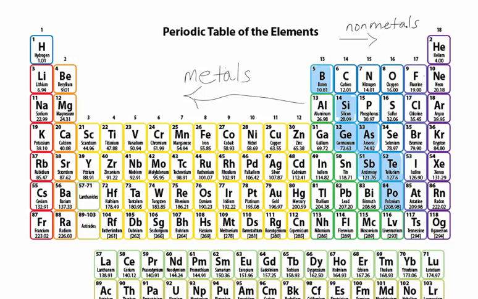Now, metals tend to be shiny. They're ductile, which means they can be drawn out into thin wires, and they conduct both heat and electricity. Nonmetals tend to be insulators from heat and electricity, and they tend to be dull. The blue elements that I have highlighted here are what are called metalloids. Metalloids are the in-between. They share some properties of metals and some of nonmetals.